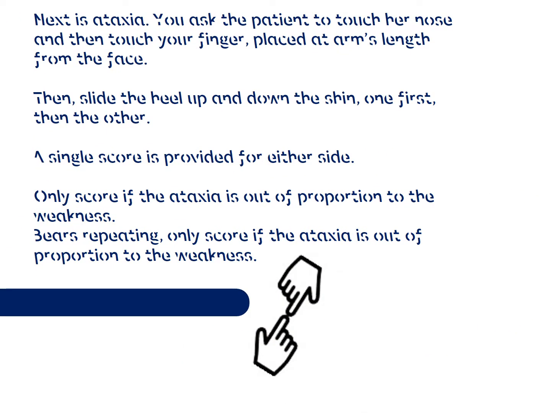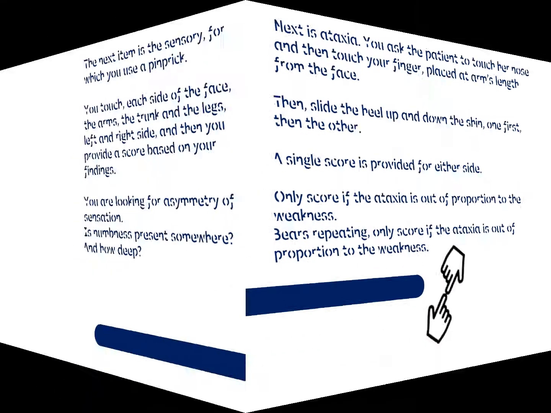Next is ataxia. You ask the patient to touch her nose and then touch her finger, placed at arm's length from the face. Then, slide the heel up and down the shin, one side first, then the other. A single score is provided if present on either side. Only score if the ataxia is out of proportion to the weakness. Bears repeating, only score if the ataxia is out of proportion to the weakness.